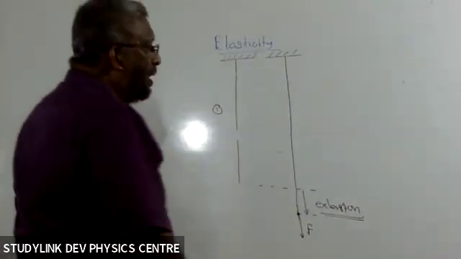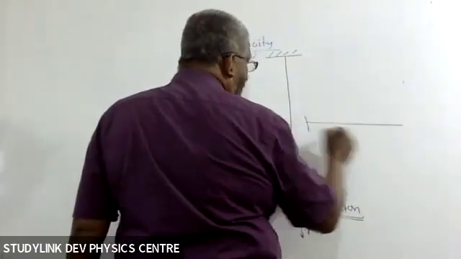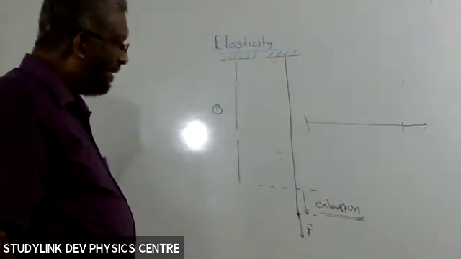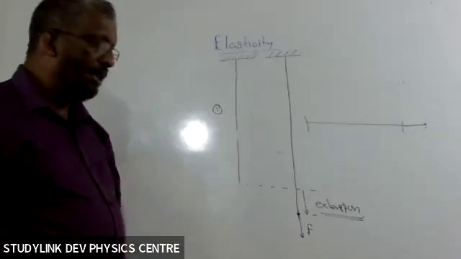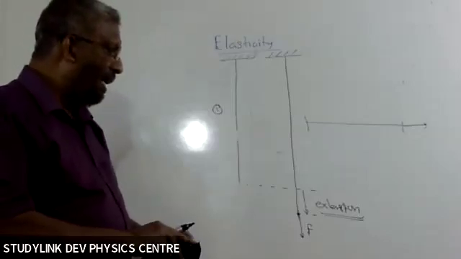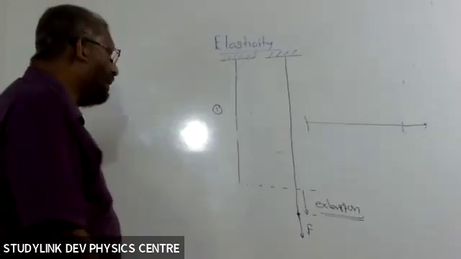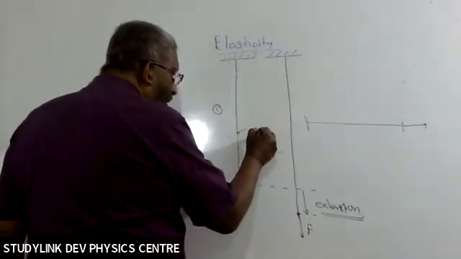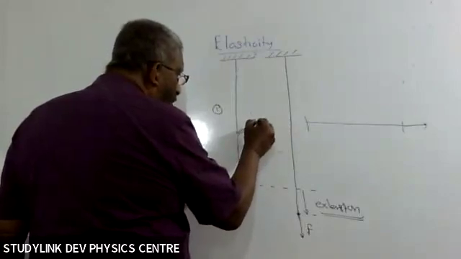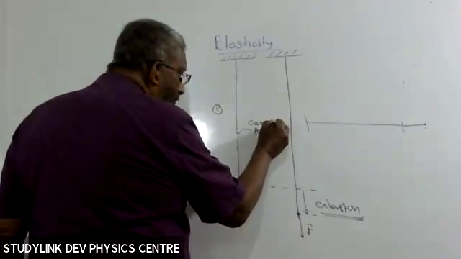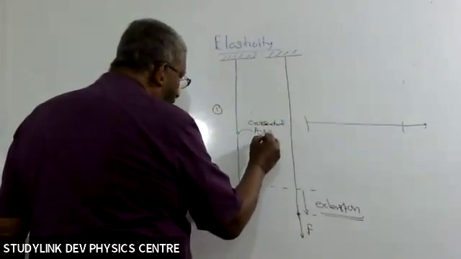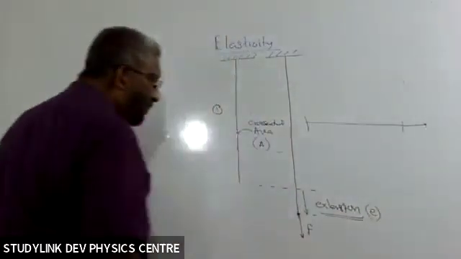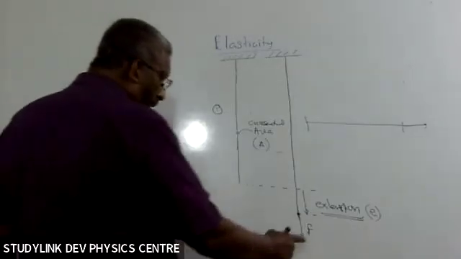But if you keep it horizontally and a force is given, then the same thing will happen. But for easy purposes, we consider vertical strings. Now, this wire has a certain cross-sectional area, denoted normally by A. Extension is denoted by simple E. The applied force is F.